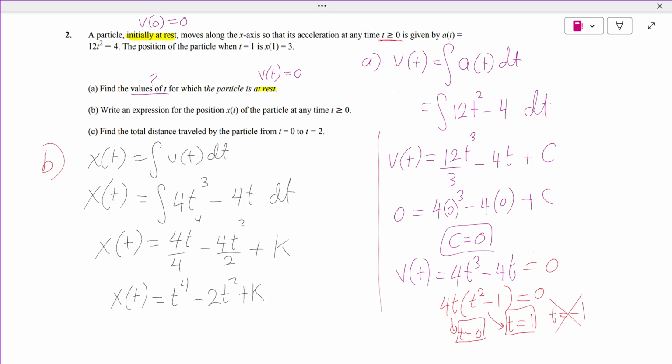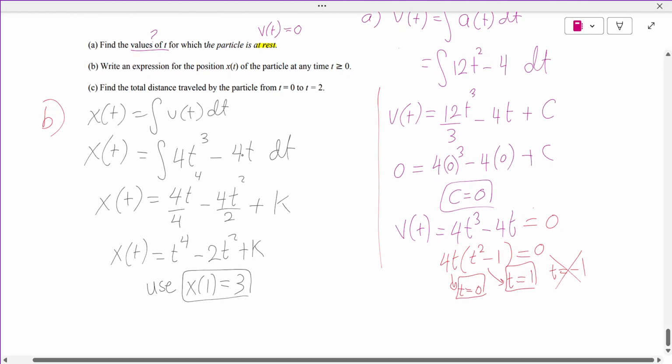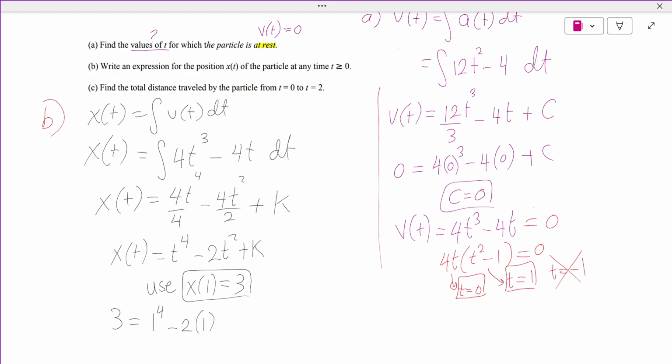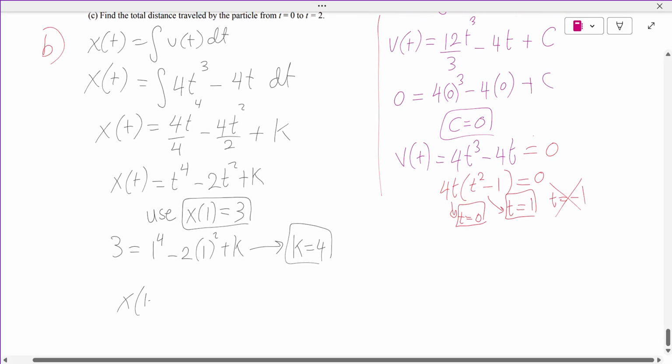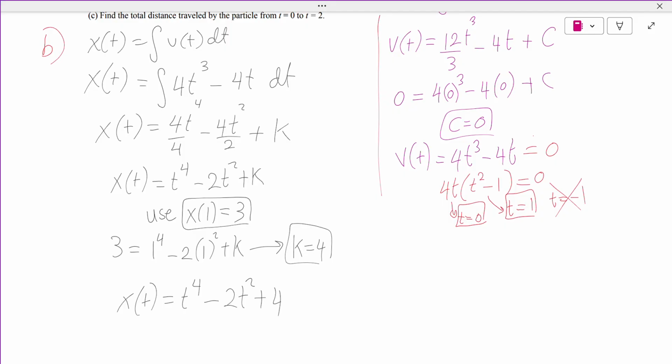Now we can make use of the initial condition x of 1 equals, I said 0, no, it's 3. It's given in the question. We can use this initial condition to find the constant. So replace x with 3 and t with 1: 1 minus 2 times 1 squared plus k. You must get k equals what? 4. After getting k equals 4, x of t becomes t to the power of 4 minus 2t squared plus 4. That is x of t. This is part B.